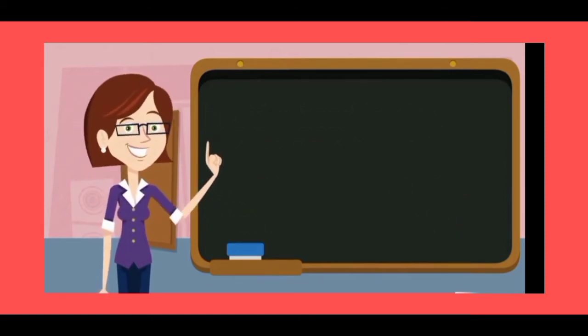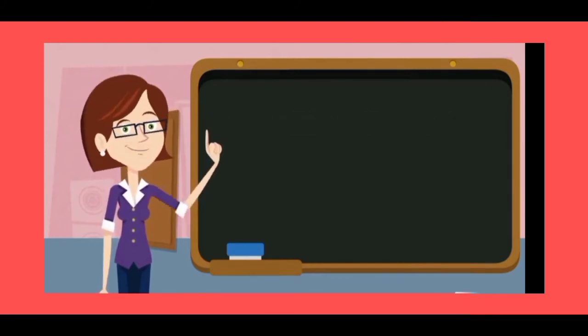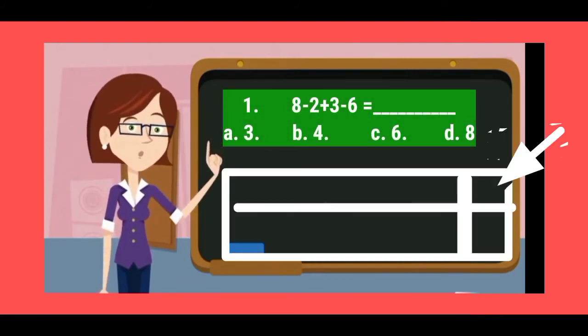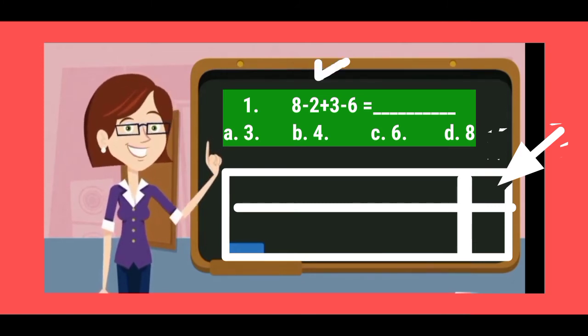Next, now I will show you with example the pattern, the way you are going to solve the paper. Okay, let's go for it. So now see the first question. 8 minus 2 plus 3 minus 6. 4 options are there. First is 8. Then you have got minus 2. Mark it well. Then you have got plus 3. Right? You have got plus 3. And then you have got minus 6.